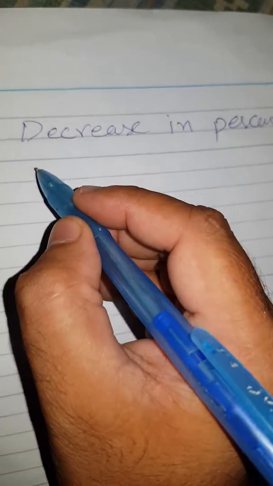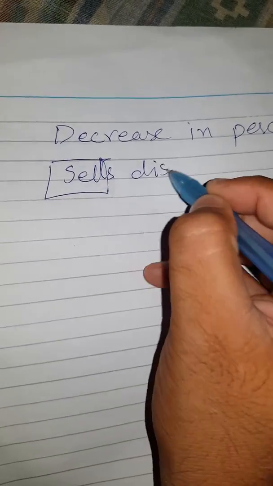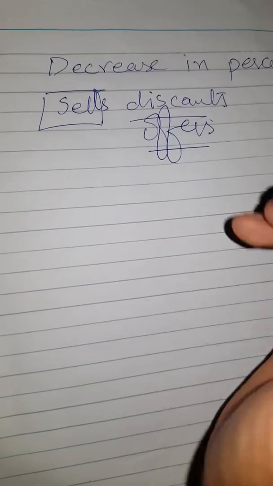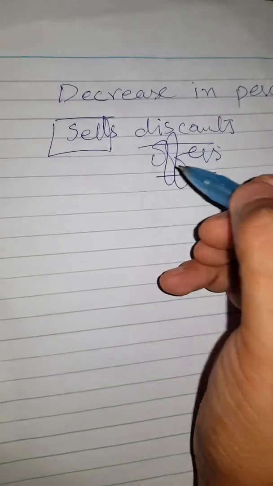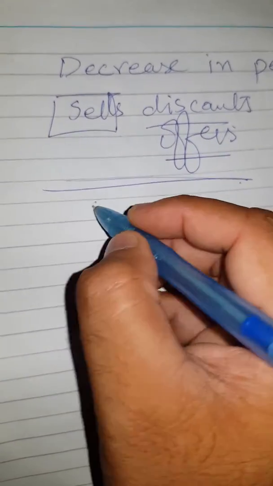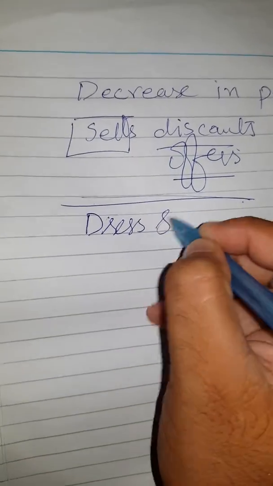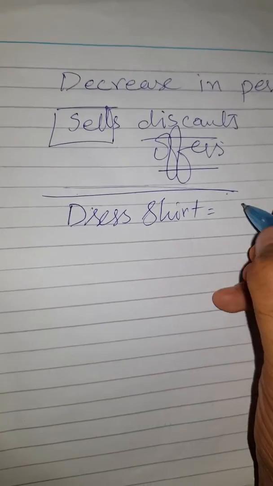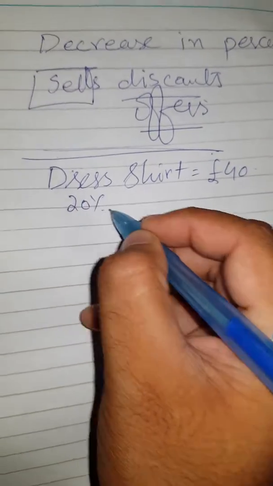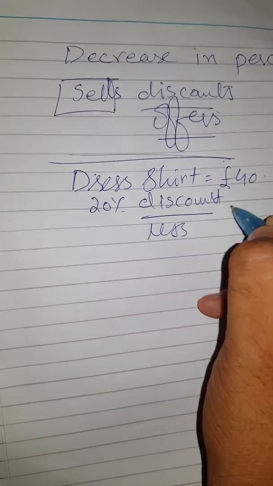First of all, this mostly depends on discounts. When we go for discounts and we have different offers available in different markets and malls, we know that flat 50% off or 25% off or up to 30% off, that is how these things work. Decrease in percentages is when, for example, I figured out that one dress shirt was, let's say, £40, and they're offering a 20% discount on that. 20% discount means 20% less from the original.